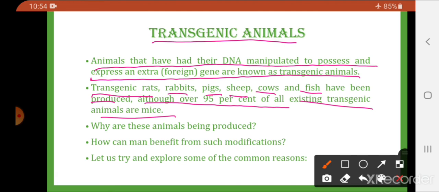So, transgenic rabbits, pigs, sheep, cows and fish have been produced, although over 95% of all existing transgenic animals are mice. Now we have transgenic rats, rabbits, pigs, sheep, cows and fishes. But maximum amount में जो transgenic animals है 95% of the transgenic animals are mice.